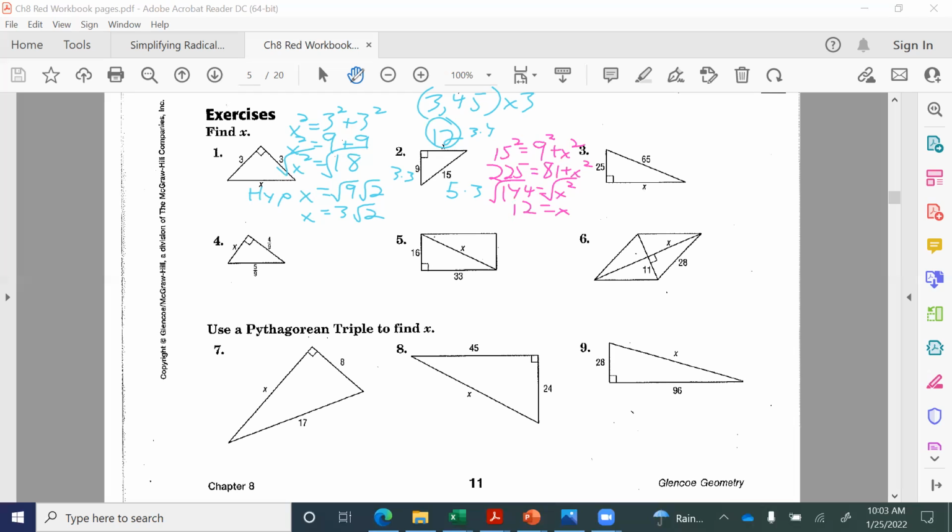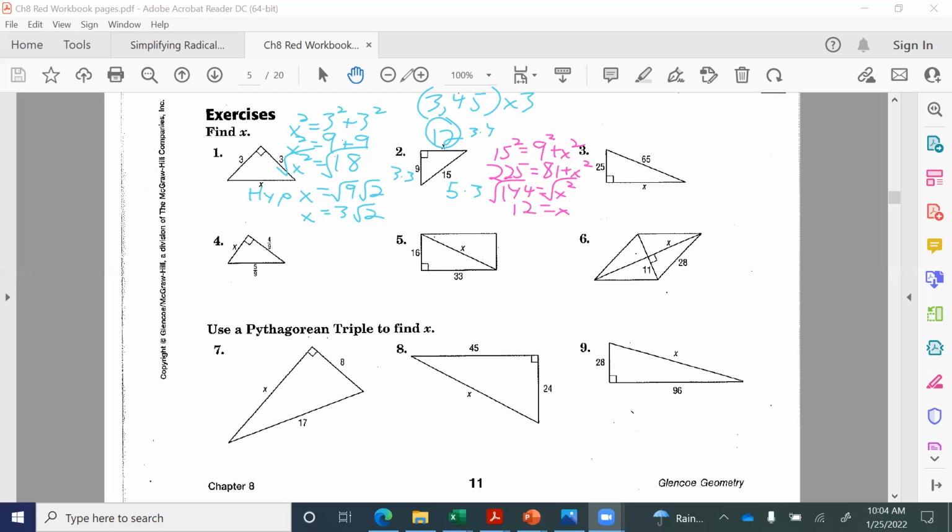Let's look at the next one. Number 3. What's x? You know what x is on this one? What is the number? It is another multiple. Is it a multiple? Which one is it a multiple of?